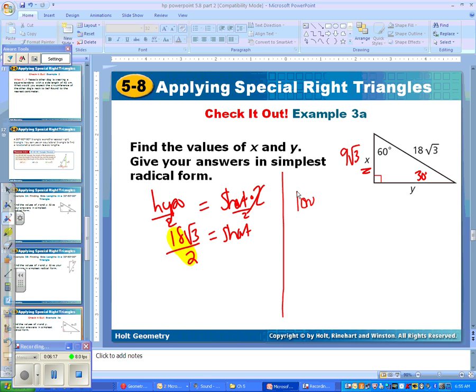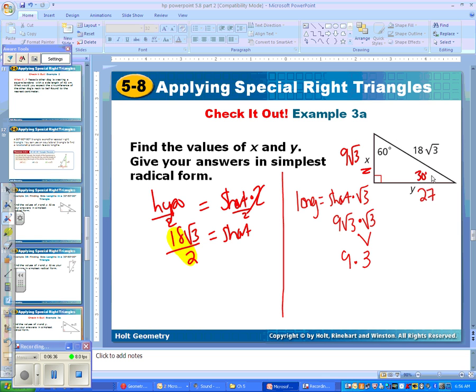You know that the long leg is the short leg times radical 3. Now, we already know that the short leg is 9 radical 3, so all you have to do is multiply it by radical 3. Radical 3 times radical 3, remember, that gets rid of the radical, and you're just left with 3. And then 9 times 3 is going to be 27.